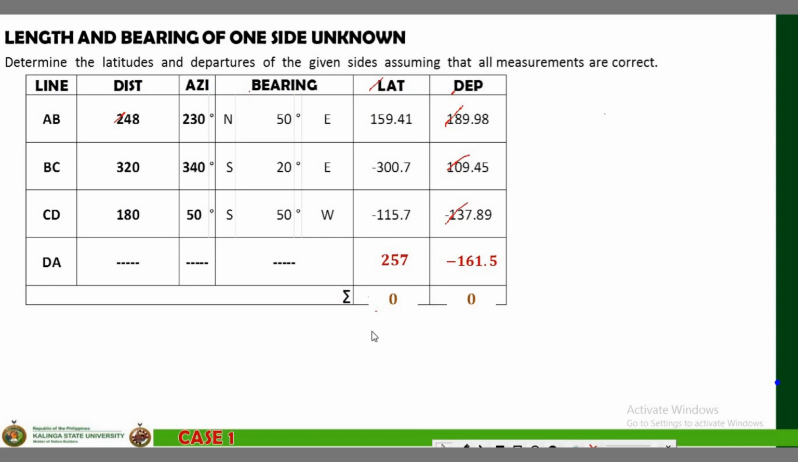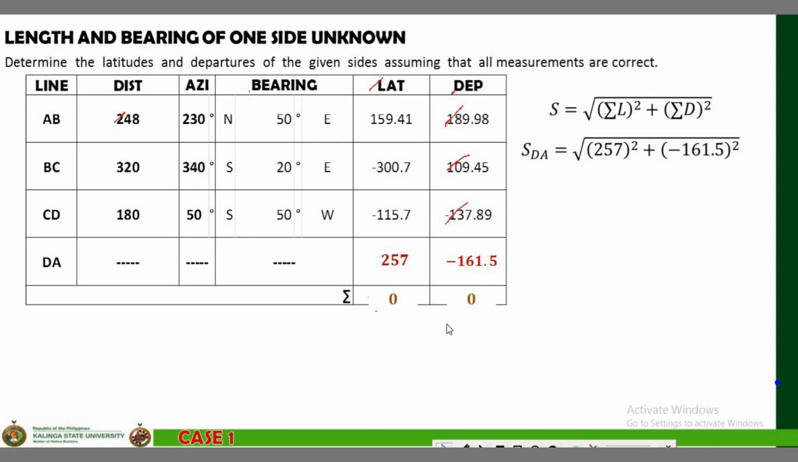Now, paano isolve yung distance? In chapter 5, the linear error of closure that is equal to S, that is equal to the square root of the summation of latitude squared plus departure squared. So substitute tayo: 257 squared plus negative 161.5 squared. The square root of that ang magiging distance ni DA. So the distance ni DA is equal to 303.53.